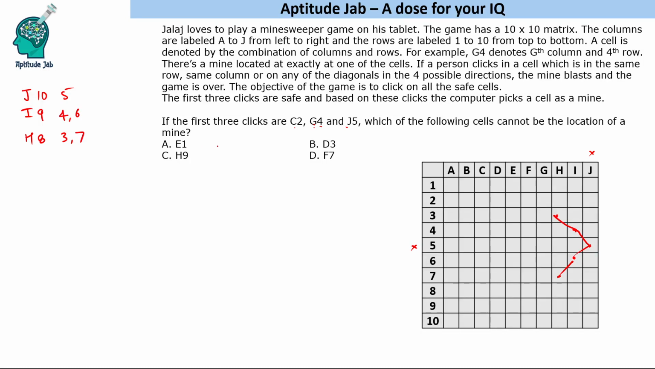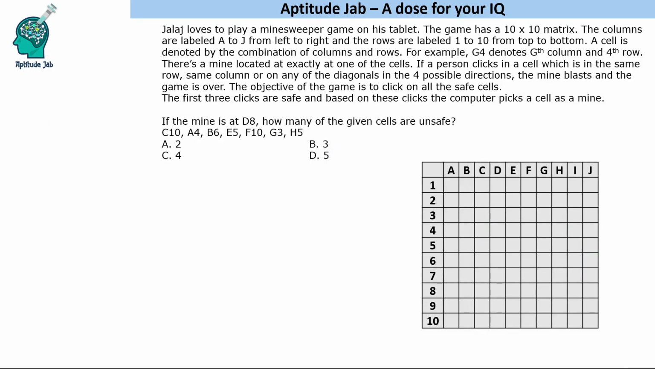Okay, now if you see D3 to C3 is 1, right? If you see C3, C2, this is C2, and this is D3, right? So obviously if this is among the first three clicks, we know that these are safe cells. So D3 cannot be a mine. Others could possibly be the location of a mine, because what is given is that the first three clicks are safe. So that means if C2 is safe, D3 cannot be a mine.